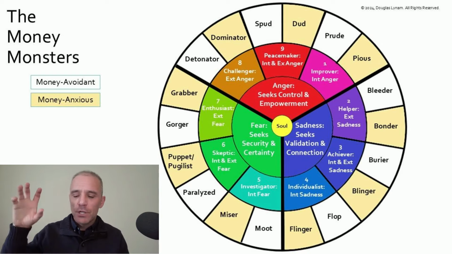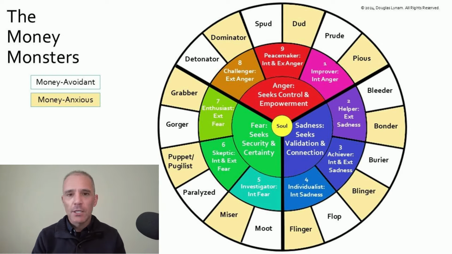All right, then we move to the type 3. We've got the achiever, and we've got the barrier and the blinger.